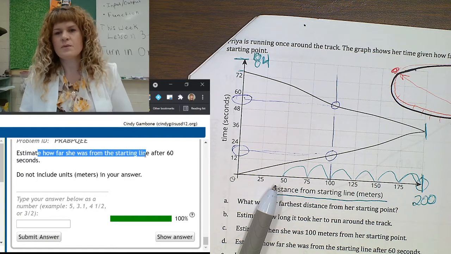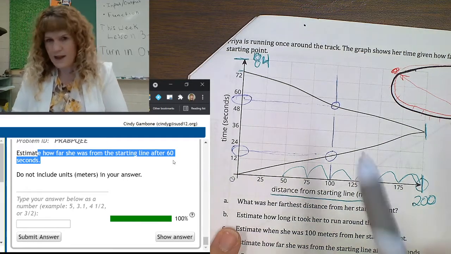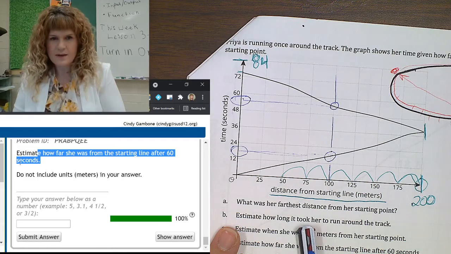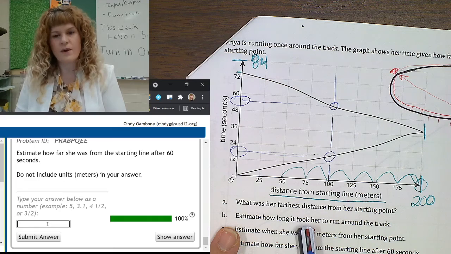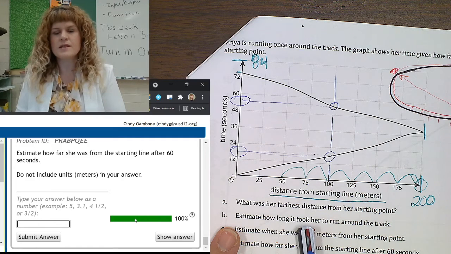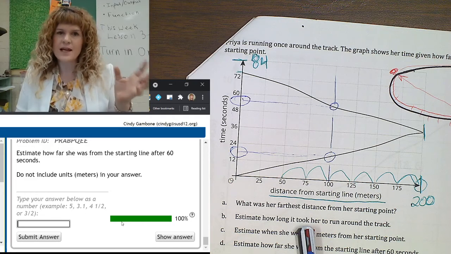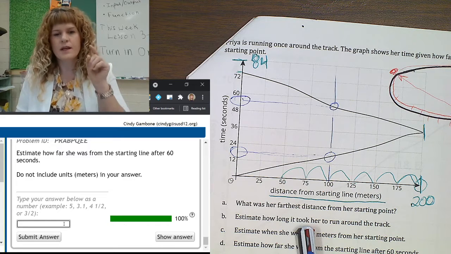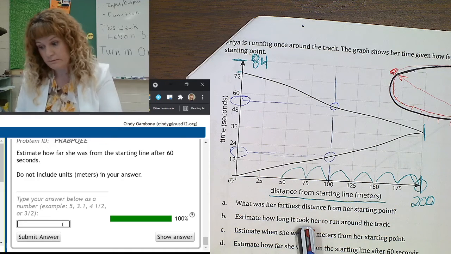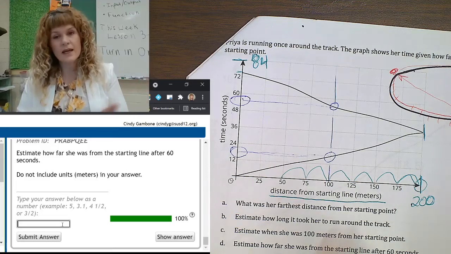Estimate how far she was from the starting line after 60 seconds. Okay, now here they tell us to estimate, but they're expecting you to give an exact answer, and you know that because of this green bar, it's automatically scoring the problem. When you have a text box, then I go through and read what you wrote and I score it. But here, the computer is going to grade you. You have to give the exact answer. Can you give an exact estimate? Well, on this one, you can.